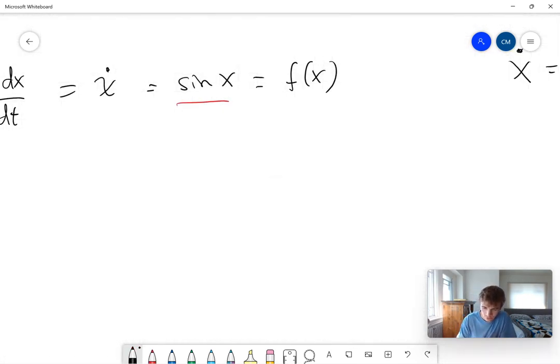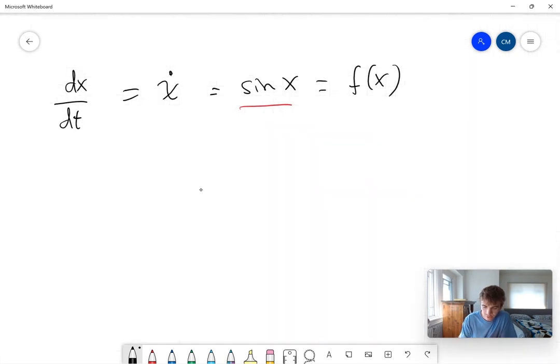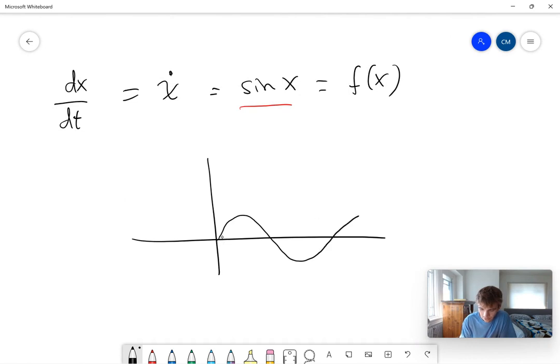So essentially, we just plot this function as a function of x. Okay, so sine of x, hopefully that's what it looks like. And we have x and x dot here. And this is what's called a phase space.